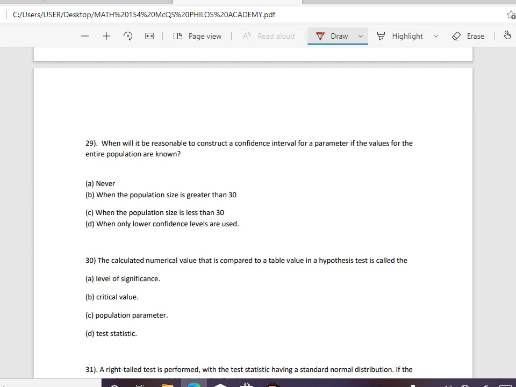So the question is asking when will it be reasonable to construct a confidence interval for a parameter if the values for the entire population are known. The entire population is known, so you can easily find the mean. So why are you constructing a confidence interval again? We only construct a confidence interval when the entire population is not known, and we want to estimate what the population mean would likely have been. So the answer is A, never. We are not going to construct a confidence interval when the entire population is known.